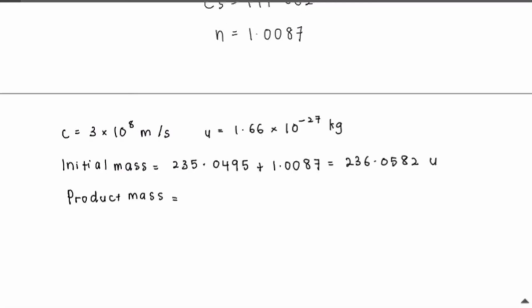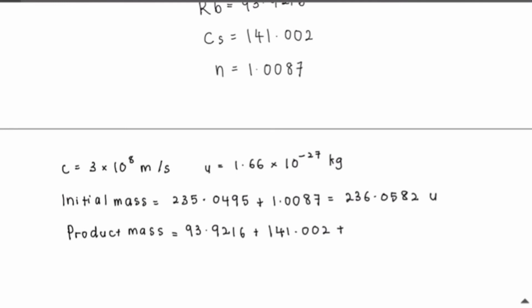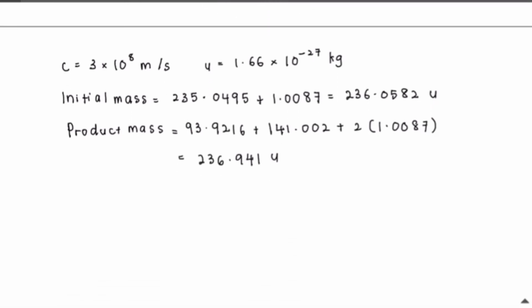For the product mass, the mass of rubidium is 93.9216 plus the mass of cesium, which is 141.002, plus the 2 neutrons released, so 2 times 1.0087. The answer will be 236.941 u. When we have gotten the initial mass and the product mass, we will find the mass defect.